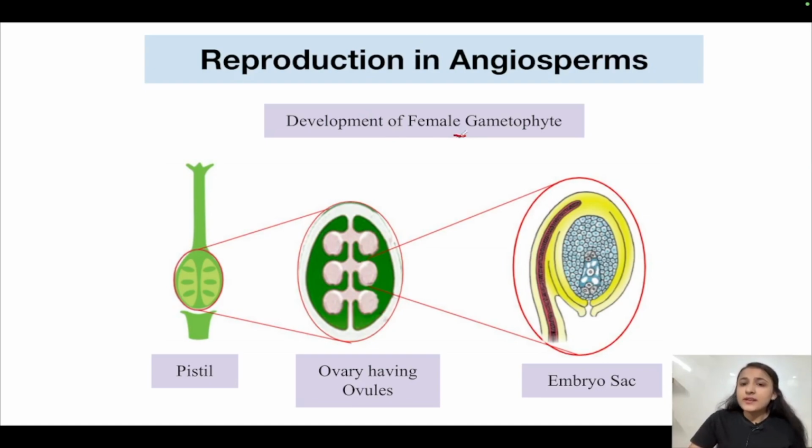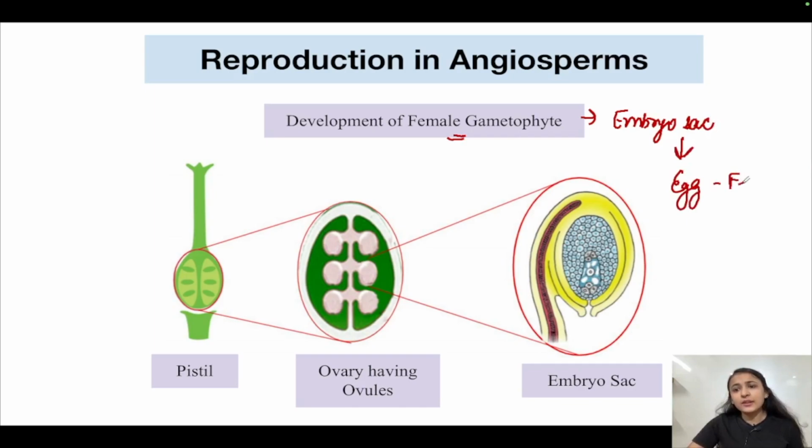Now, talking about the development of the female gametophyte. Female gametophyte refers to the embryo sac, and the embryo sac bears the egg, which is the female gamete. So the female gametophyte is the embryo sac, and it bears the female gamete, which is known as the egg.